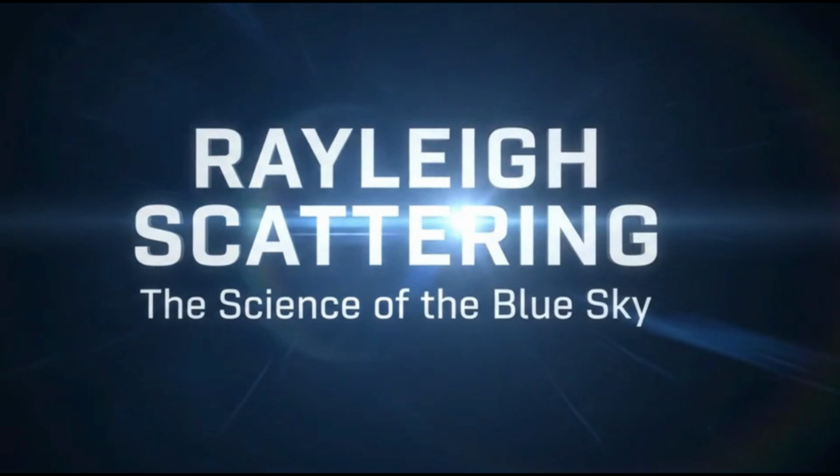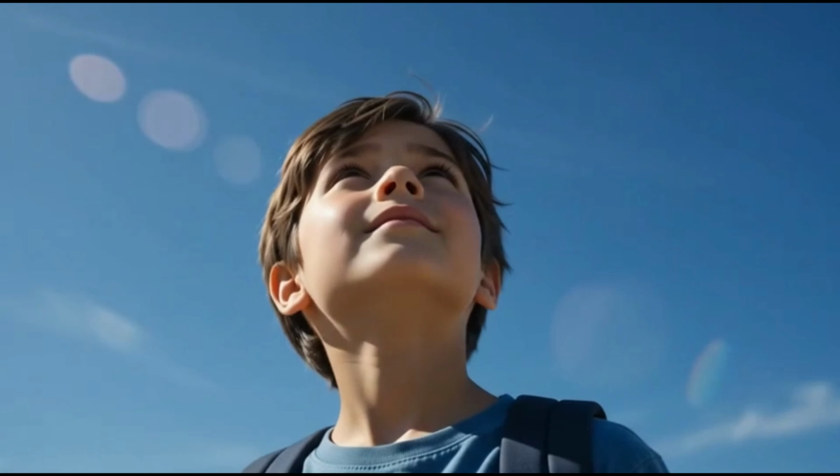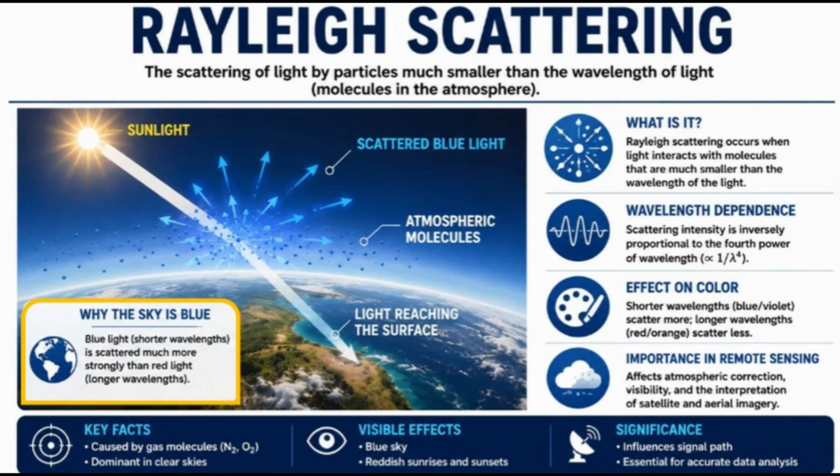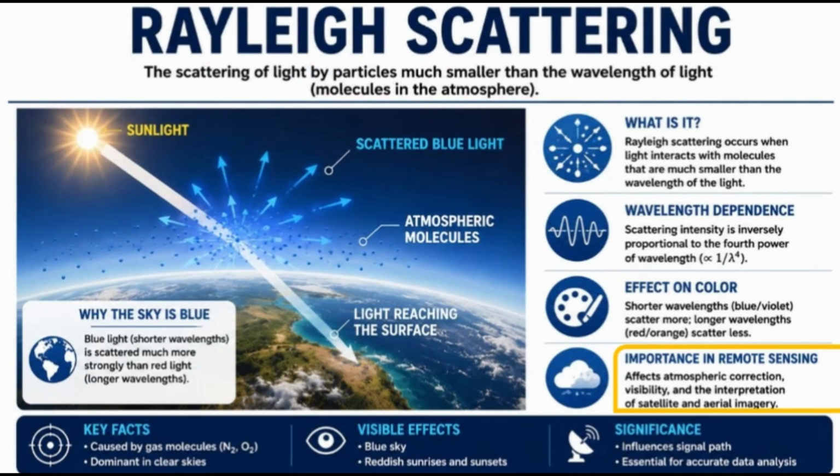And this is why the sky is blue. Just as I had said, the blue light, that is, the shorter wavelengths, is scattered much more strongly than the red light, which is the longer wavelengths. Once again, this is why the sky is blue. So in case someone asks you, what is the principle behind the blue sky? The answer is very simple. The principle is called the Rayleigh scattering. This is very important in remote sensing as it affects atmospheric correction, visibility, and interpretation of satellite and aerial imagery.